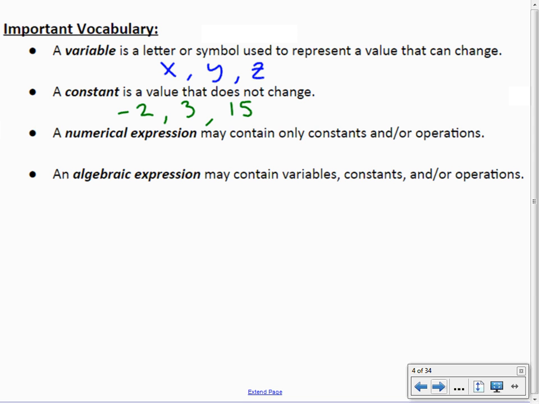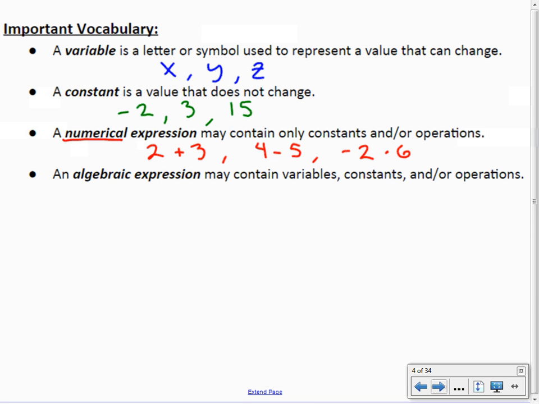And a numerical expression contains constants and operations. So basically just combinations of numbers. There are no variables in a numerical expression. So this would be something like 2 plus 3, 4 minus 5, negative 2 times 6. Those would all be numerical expressions.